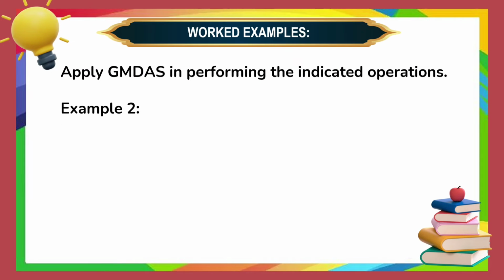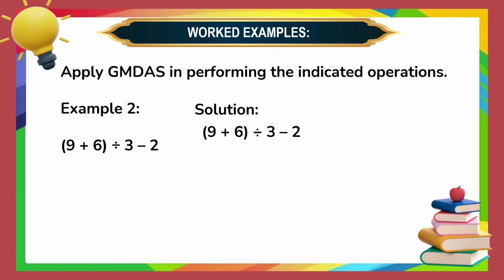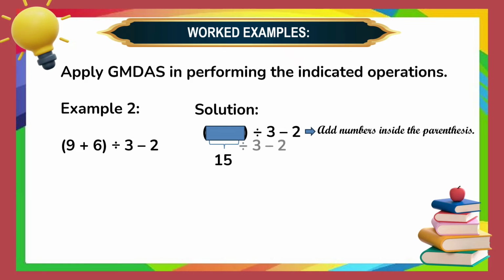Let's continue with example number 2. The expression is 9, open parenthesis, 9 plus 6, close parenthesis, divided by 3 minus 2. How are you going to solve this? With a parenthesis. Of course, let's do the operation inside the parenthesis first. Okay, add numbers inside the parenthesis. 9 plus 6 equals 15. And then bring down all the rest of the digits. Divided by 3 minus 2. So 15 divided by 3 minus 2.